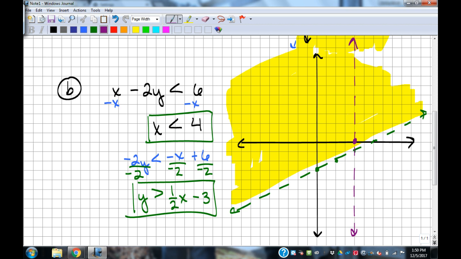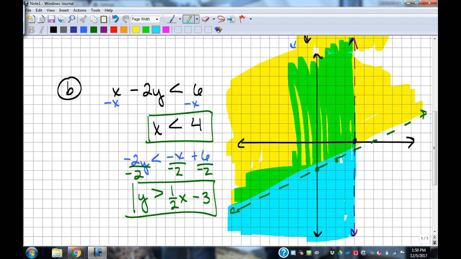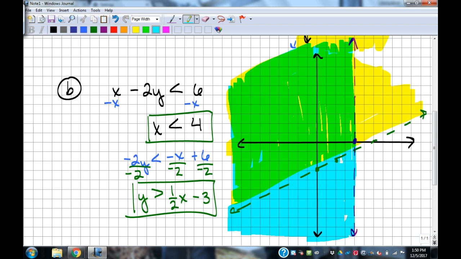Is less than 4 to the left or to the right? Left, because what numbers are less than 4? 3, 2, 1, 0. All of those are less than 4. So I'm going to shade to the left of that. Big green solution area there. That overlap is where the solutions are. It really doesn't get much harder than this. It really is that pretty straightforward there.